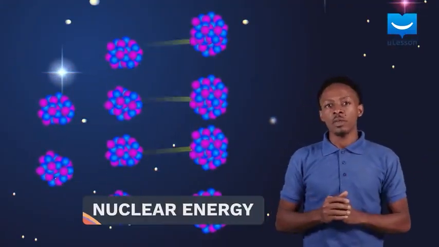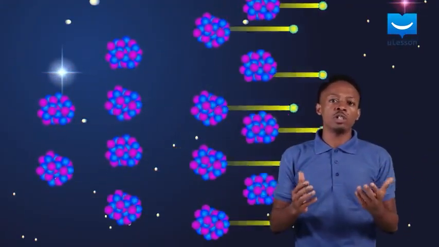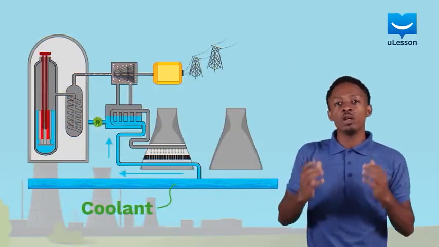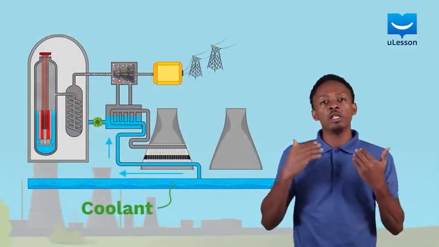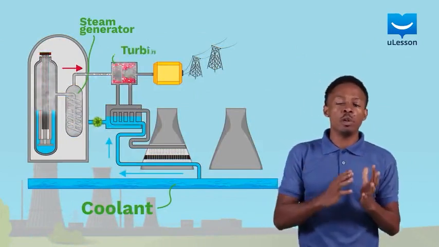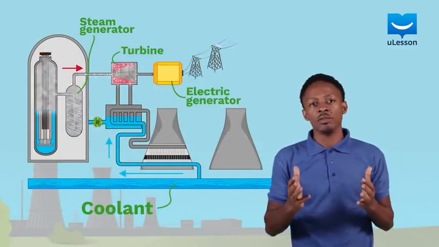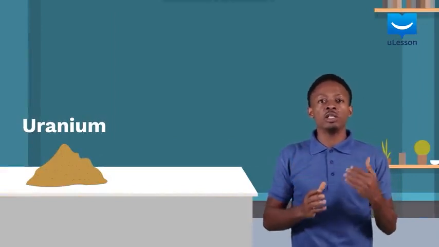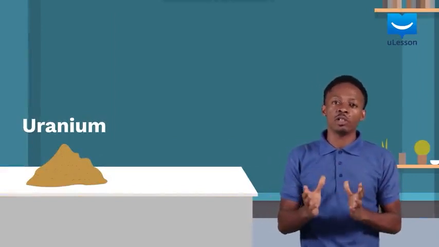Another energy resource is nuclear energy. In our lesson on nuclear reactions, we learned how nuclear fission reactions generate large amounts of heat, which then generates steam that turns turbines to produce electricity. Uranium is the primary radioactive material that is used to carry out nuclear reactions.